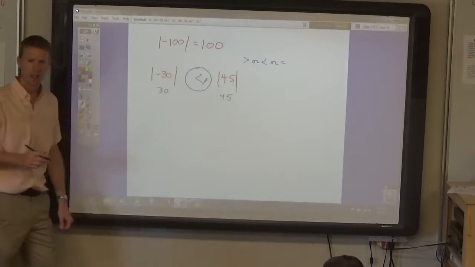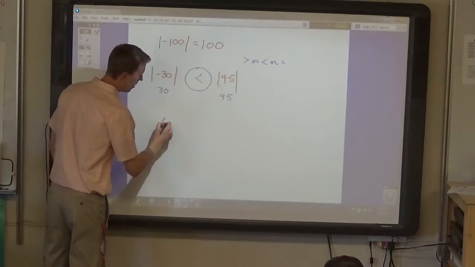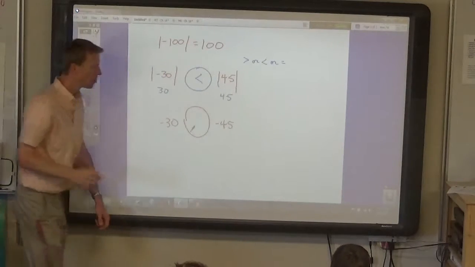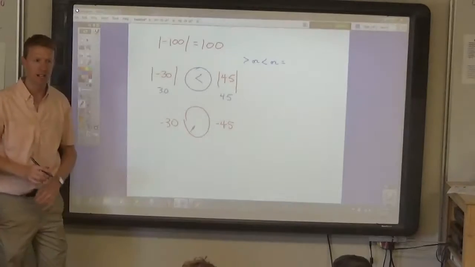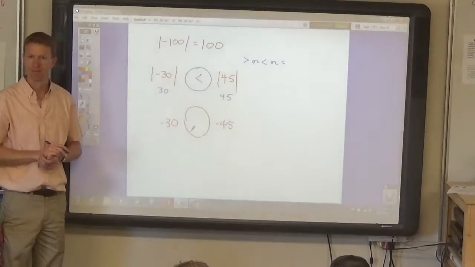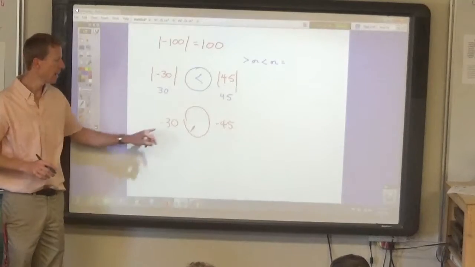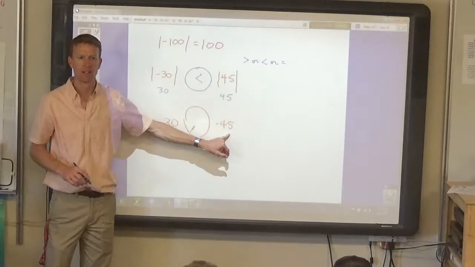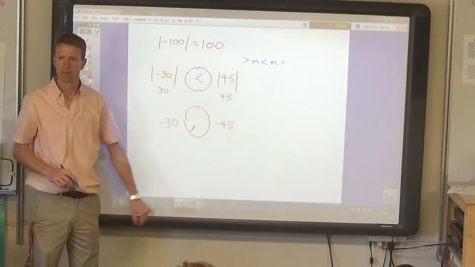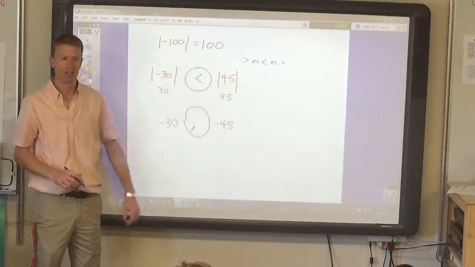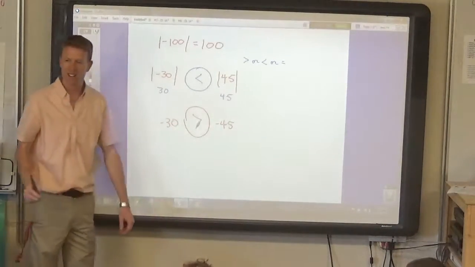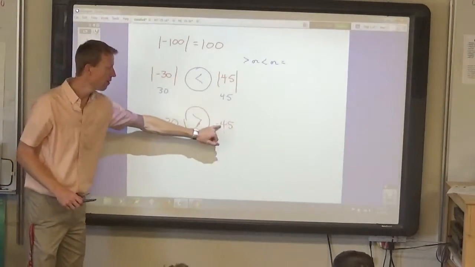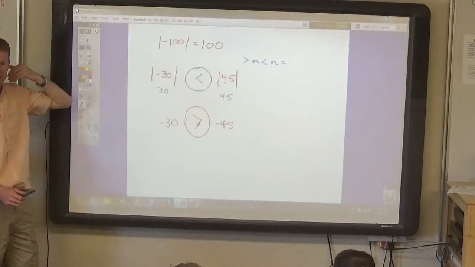Now, you'll also have to remember that if we're not talking about absolute value, which one is less? Negative 30 or negative 45? Which one is less? Negative 30 is bigger. Negative 30 is greater than, so we use the greater than sign, right? Negative 30 is greater than negative 45 because negative 45 is farther to the left, right?